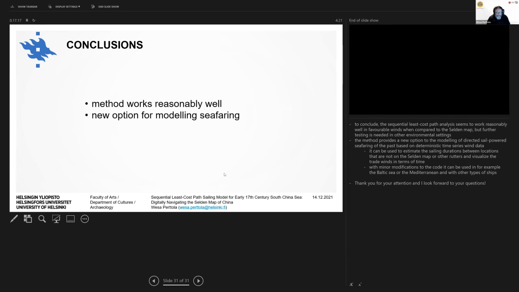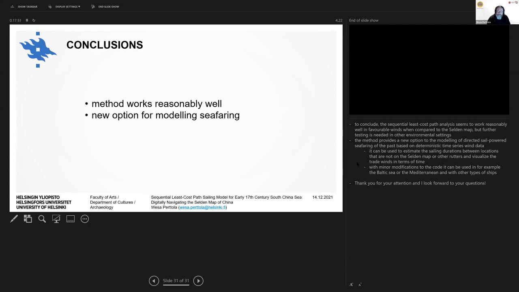In conclusion, the sequential least cost path analysis seems to work reasonably well in favorable winds when compared to the Selden map, but further testing is needed in other environmental settings. The method provides a new option to the modeling of directed sail-powered seafaring of the past based on deterministic time series wind data. It can be used to estimate the sailing durations between locations that are not on the Selden map or other routes and visualize the trade winds in terms of time.